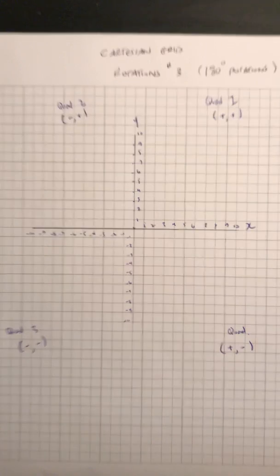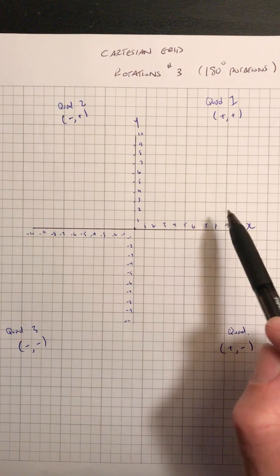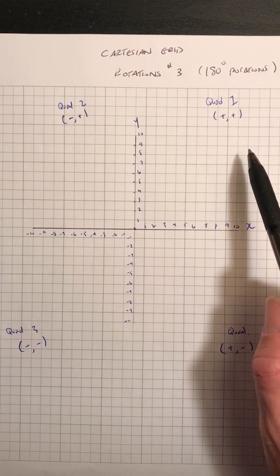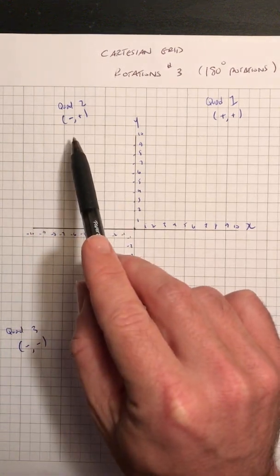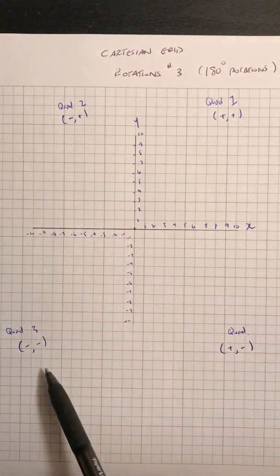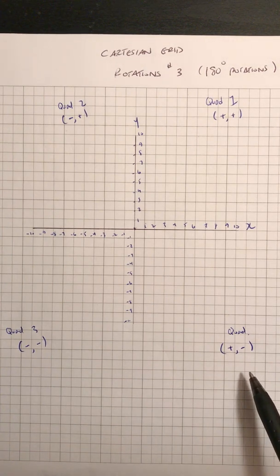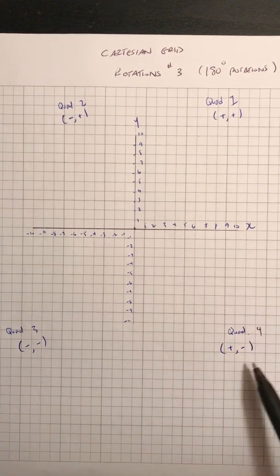One of the big things is I've taken to putting in the quadrants and the signs for the ordered pair in each quadrant. So I've got quadrant 1, that's a positive quadrant. Quadrant 2, again, that's a negative x and a positive y. Quadrant 3, that's a negative quadrant, and if we roll over here, quadrant 4 is a positive x quadrant and a negative y quadrant.